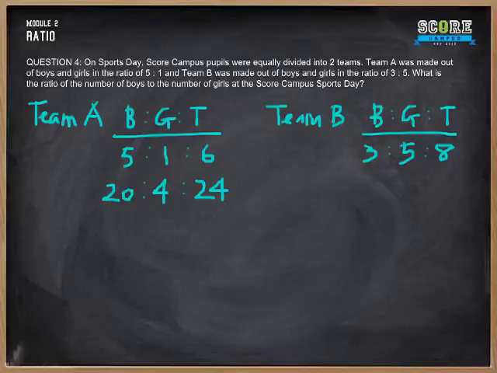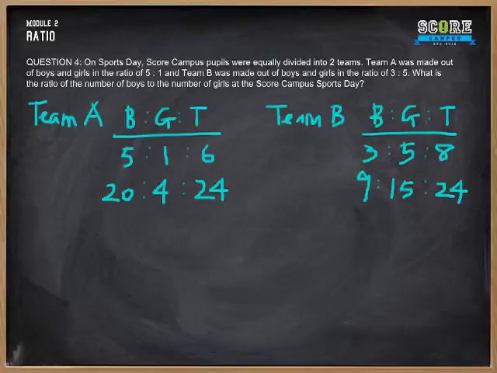On Team B side, you take 8 and you have to multiply it by 3 to get 24, right? So you take 5 and you multiply it by 3, you get 15. And then you take 3 and you multiply it by 3 and you get 9. So remember, to get it to the common multiple, for Team B you multiply by 3, and for Team A, you multiply by 4.